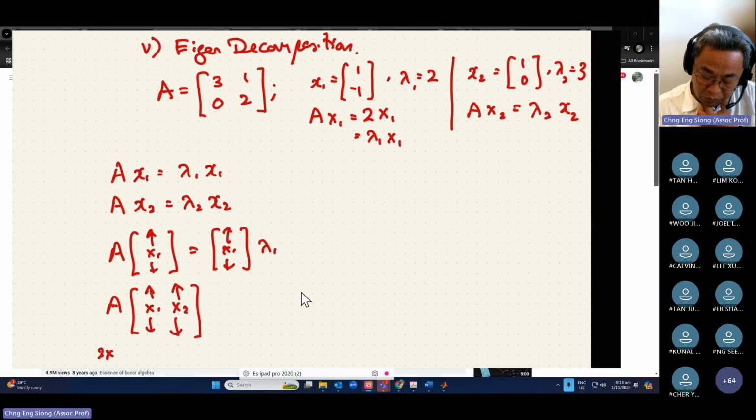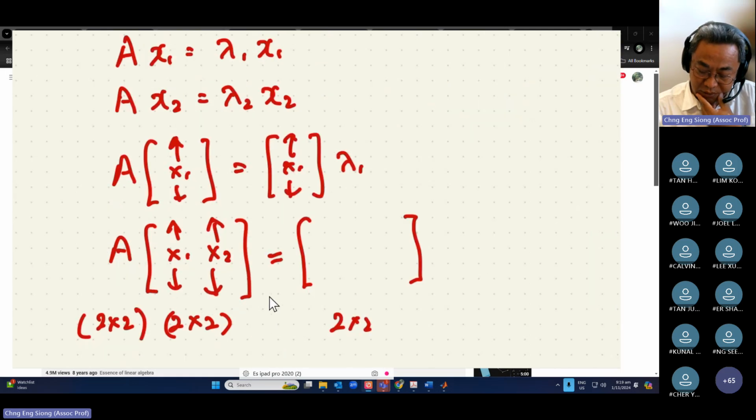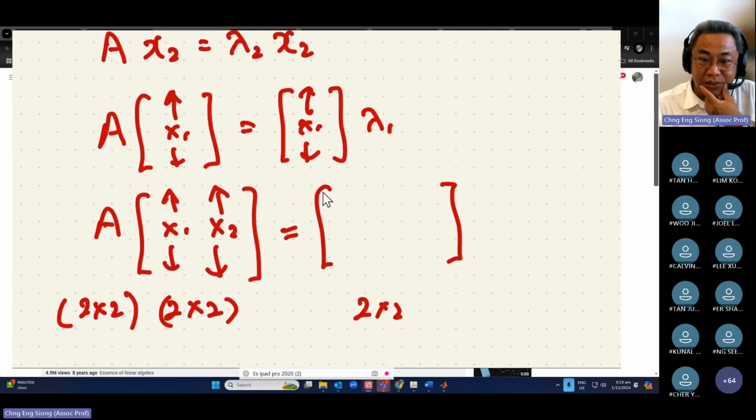This is 2 by 2. This is 2 by 2. What am I going to write on the right-hand side, guys? Yeah, of course it's 2 by 2. Very nice. But what else? What about this guy? This guy. The first lambda 1. Okay, very nice.